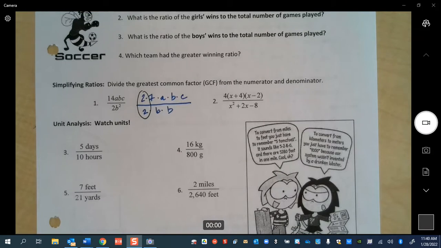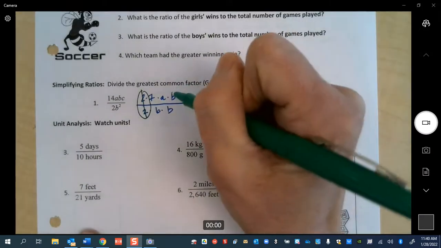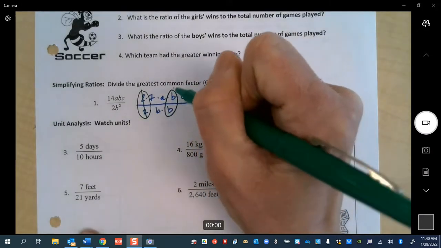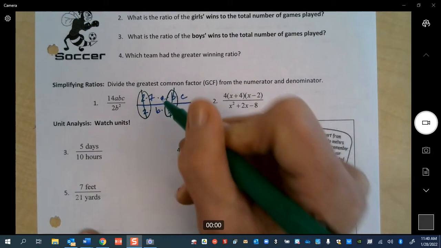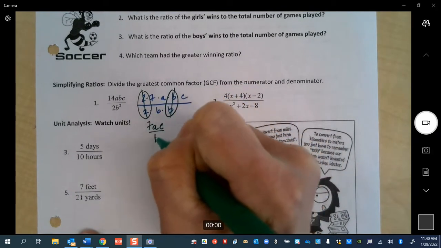So if we talk about what this is saying, can you go ahead and multiply 2 by 7 by A by B by C, and then divide it by 2, divide it by B, divide it by B, and you're like, okay, well, why would I multiply if I know I'm about to divide? So if we kind of break down our factors, then I can see that 2 over 2 is 1, the same as B over B is 1, leaving me with a 7 times A times C over B.